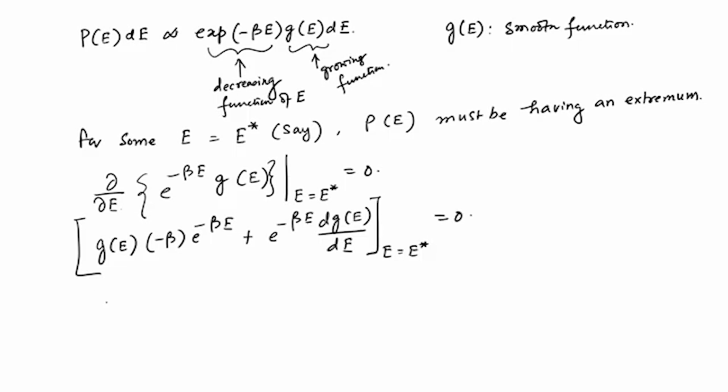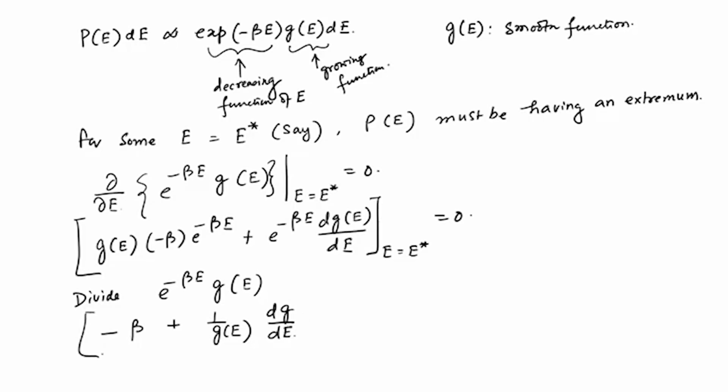Okay. So, if we divide the entire expression by e to the power minus beta E g of E, that is basically the P E, which cannot be equal to 0, the g of E goes away and the exponential minus beta goes away, and then we get a minus beta and a plus 1 over g of E dg/dE, and this whole thing at E equal to E star is equal to 0.